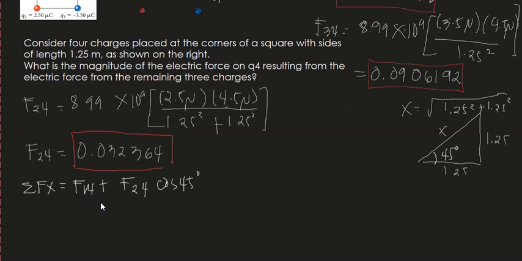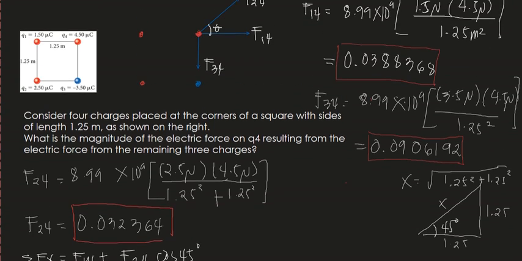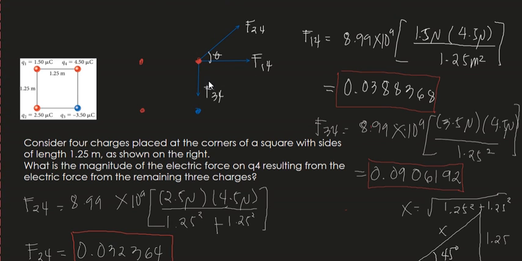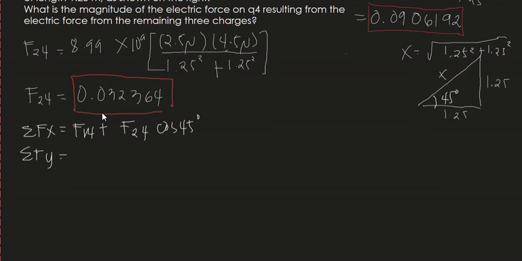Next, we will have the summation of forces along y. Here you need a correct FBD, or diagram. So we have F24 sine 45 minus F34. Now we can substitute the values.